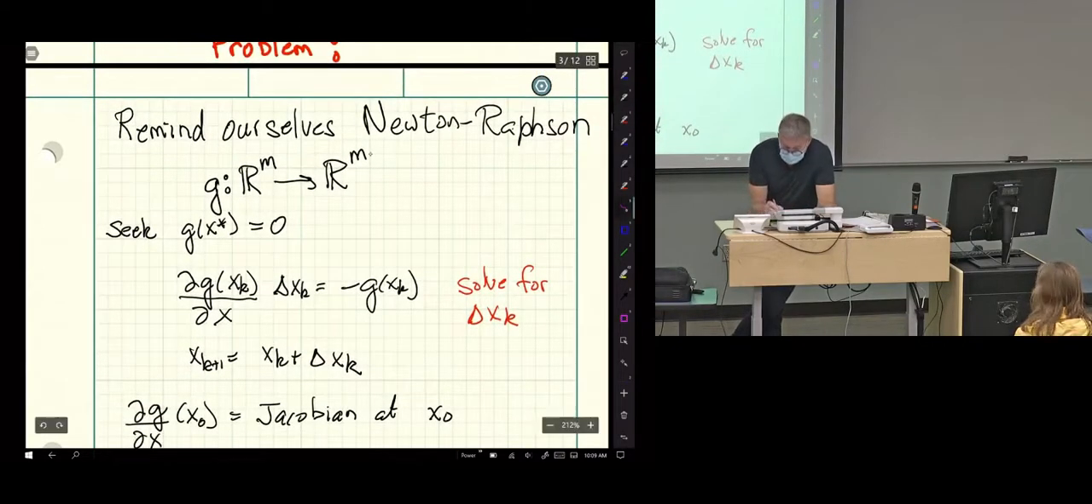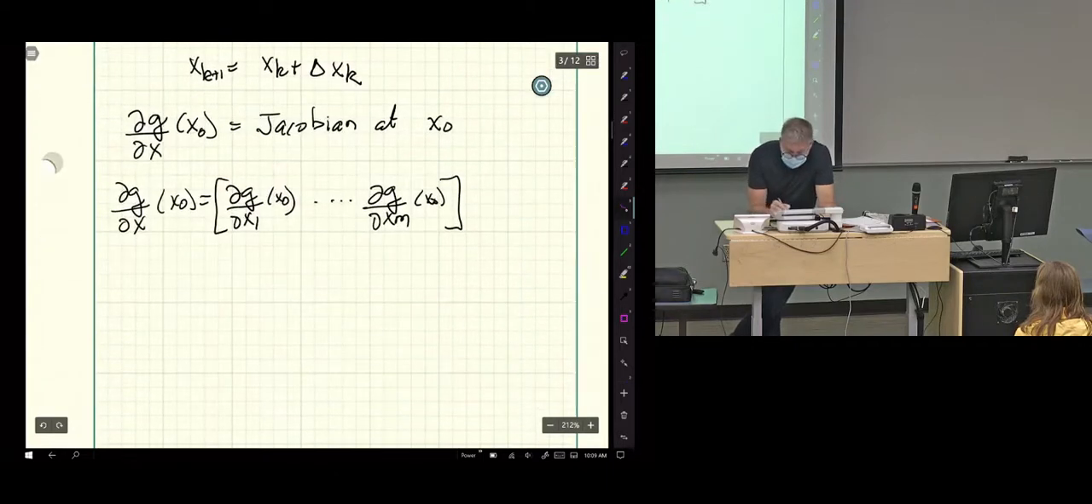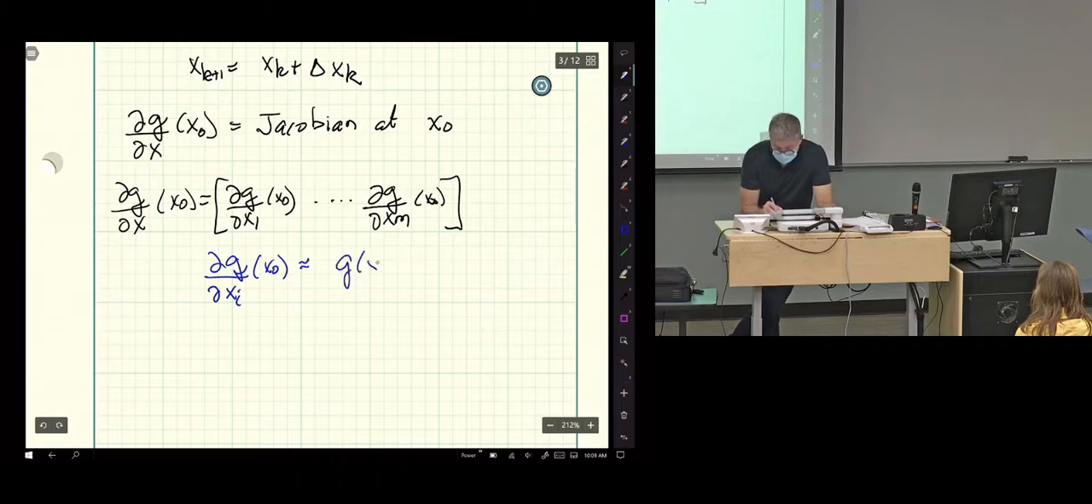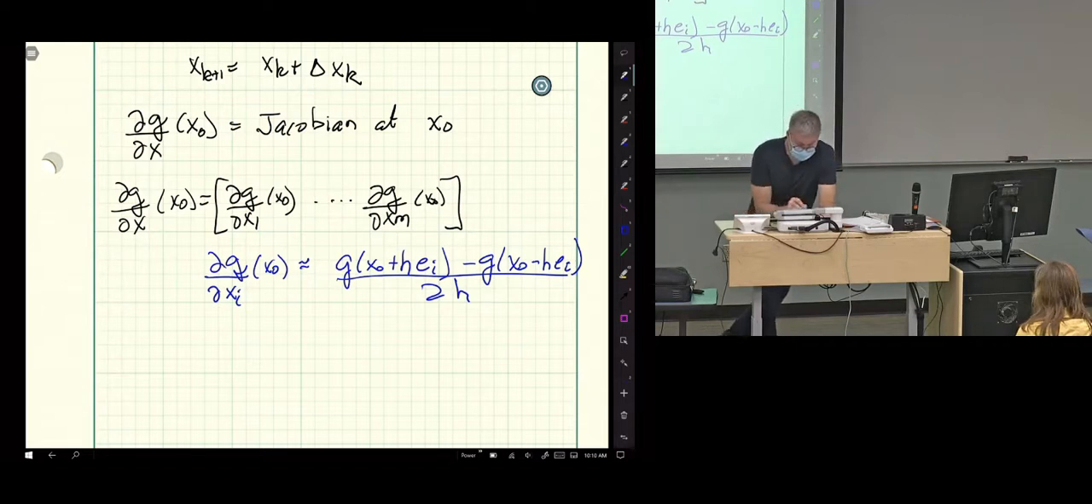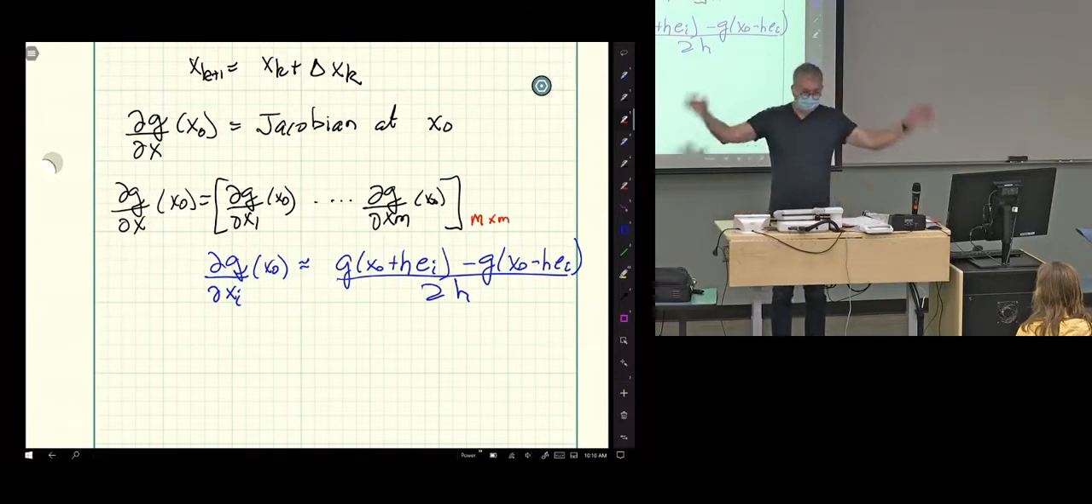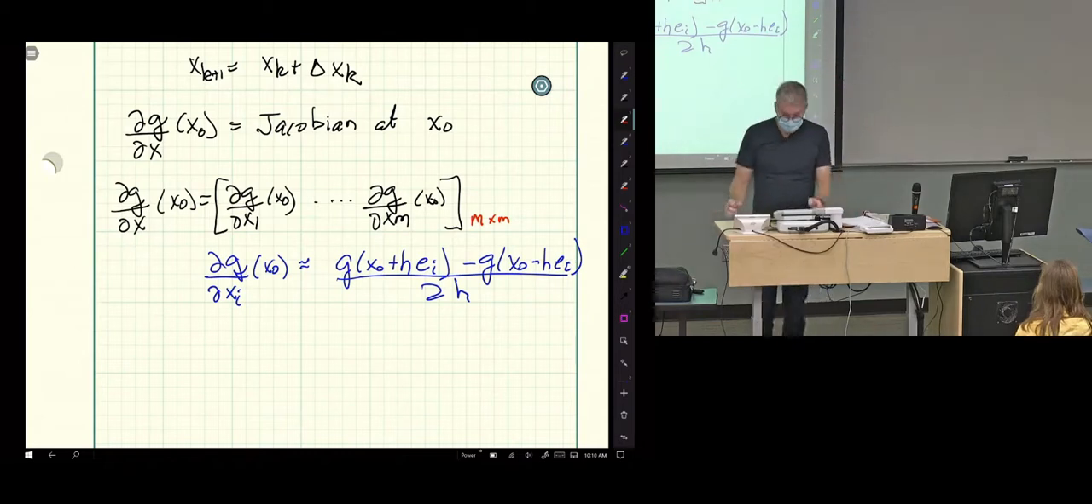Okay, so g is a vector. It's an M vector. Each of these is an M vector. And we remember that we can calculate the ith one of these approximately as g of x0 plus h ei minus g of x0 minus h ei, over 2 times h. So that's a symmetric difference. A vector minus a vector is a vector, divided by a scalar. That's an M vector. So each column is an M vector, and so this is an M by M matrix. Newton-Raphson, you just did a bunch of that.